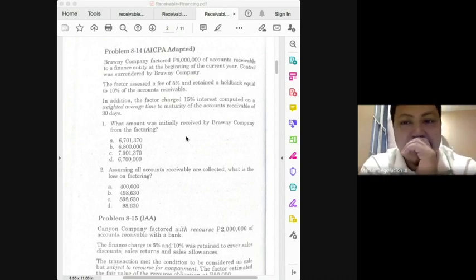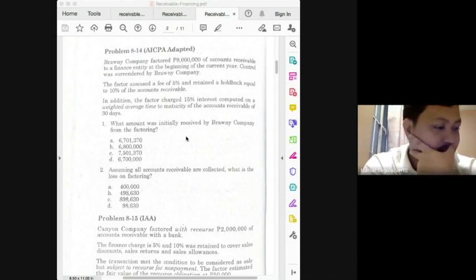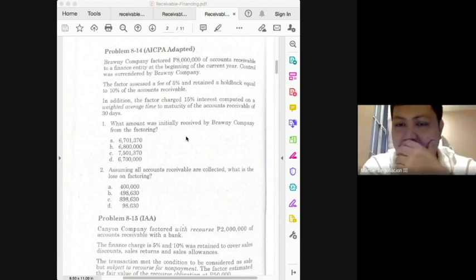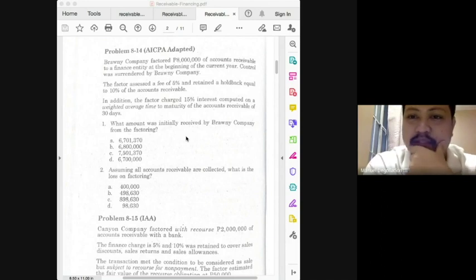So this is factoring. So we are actually letting go of the receivables. As I mentioned earlier, the most common question would be how much cash are we getting from this transaction? So in some sense, we will have to get the selling price. How much is the proceeds from the sale of this 8 million worth of accounts receivable?